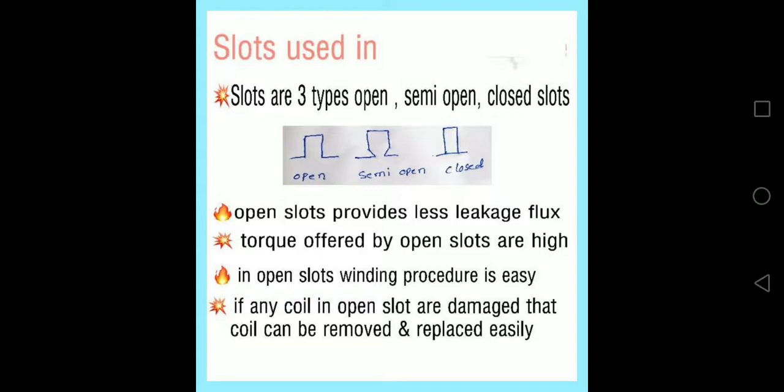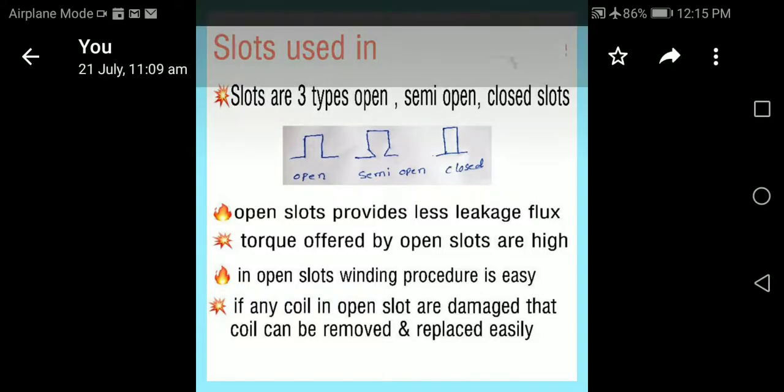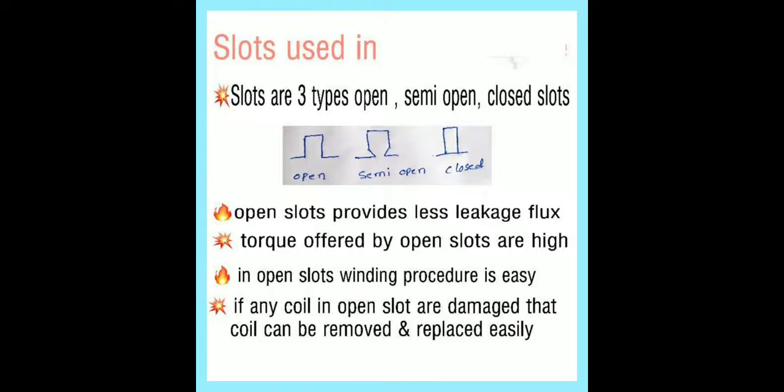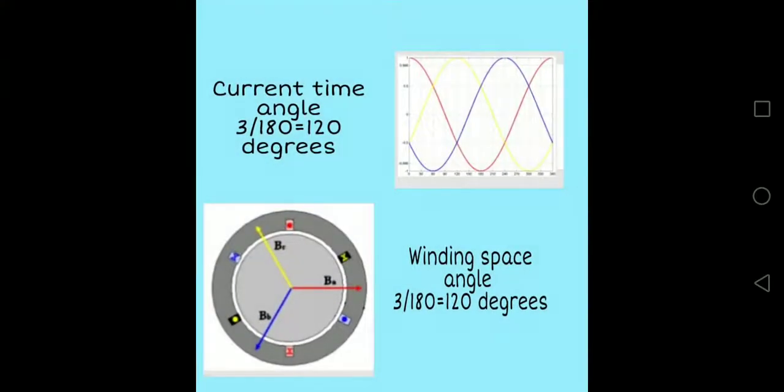If you use the closed slot, a closed slot provides more mechanical support to the armature winding. So there is some advantage with the open slot and some advantage with the closed slot. In induction machines, we use the semi-open slot. Semi-open slot gives the partial advantage of open and closed slots.